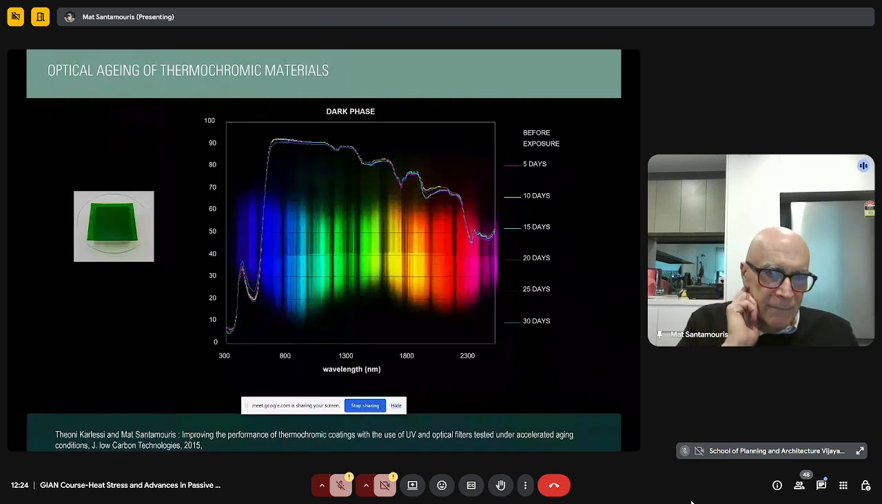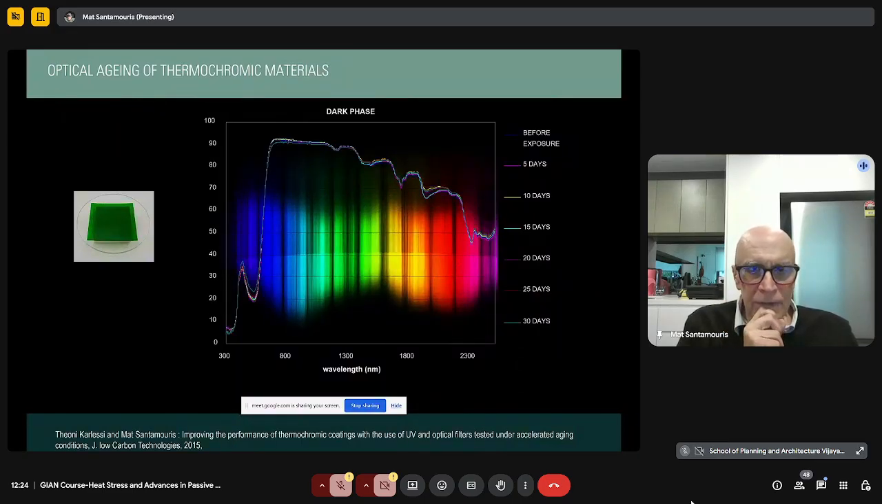In the last years, there is important research that we have carried out, and we found some optical filters which are now used on the surface of thermochromic materials. You can see that after, for example, 30 days, the loss was almost zero. So there is a very good opportunity for these materials in the future.